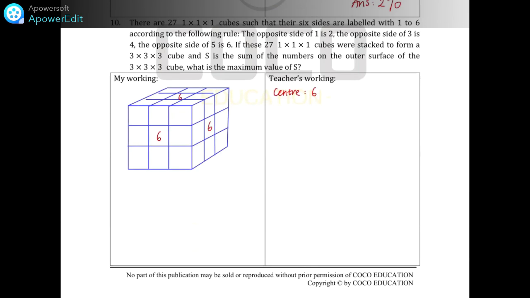For those at the corner, this is 6. Then because 6 and 5 are opposite to each other, we cannot see 5. And then let's say there's a 4. 4 and 3 are opposite to each other. 1 and 2 are opposite to each other, so this one is 2. 2, 4, 6. That's for the corner.